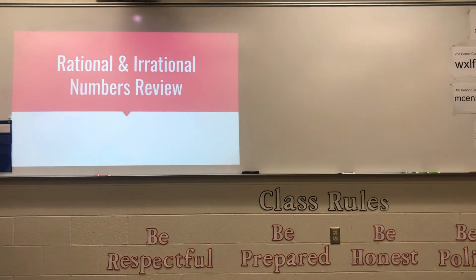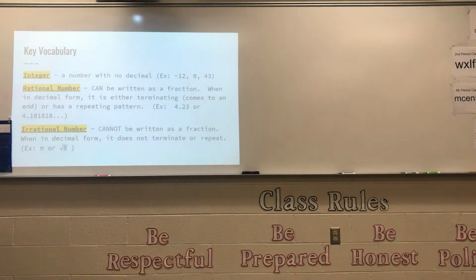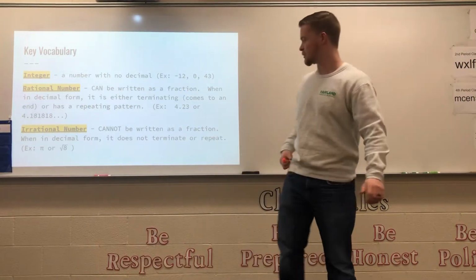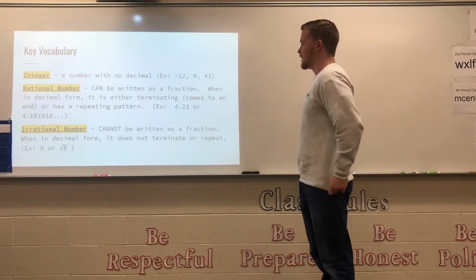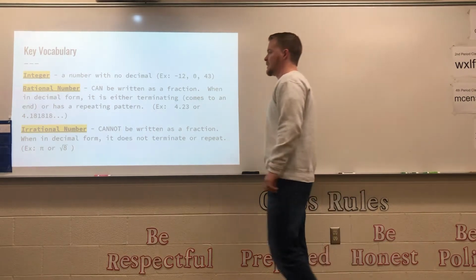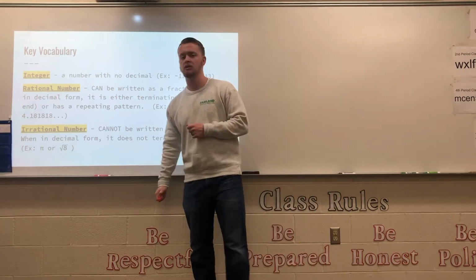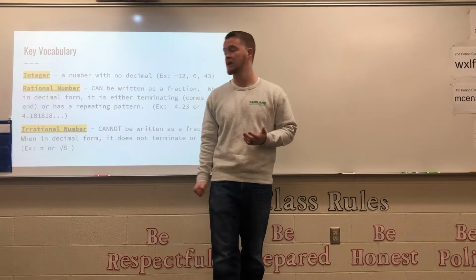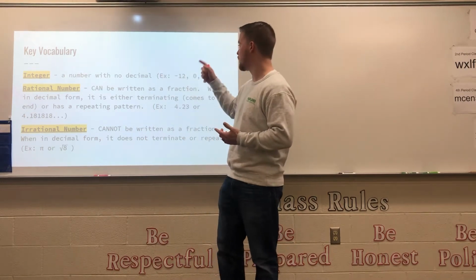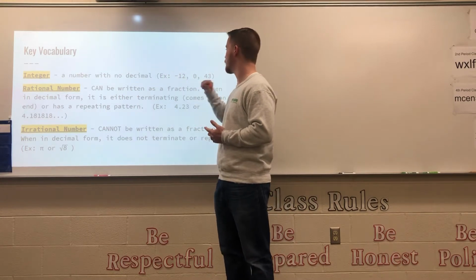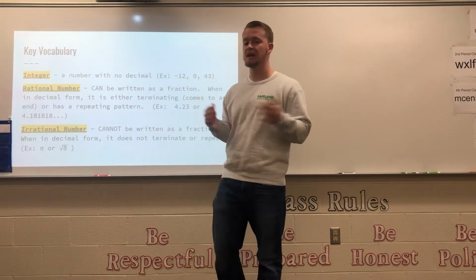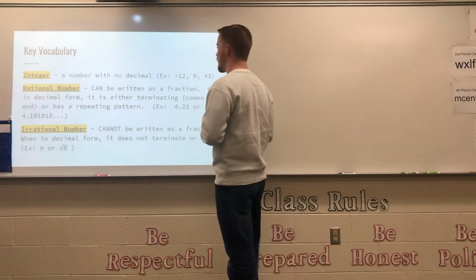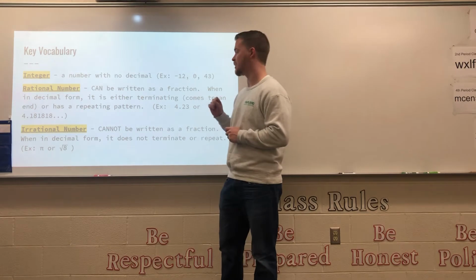There's a few vocab words we need to remember first: integer, rational number, and irrational number. So, integer. The reason you need to know what an integer is is because there will be times where they'll say this variable represents an integer. An integer is just a number with no decimal. So for example, -12, 0, 43. Any number that does not have a decimal along with it is an integer.